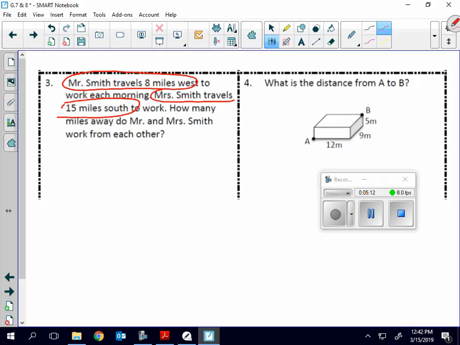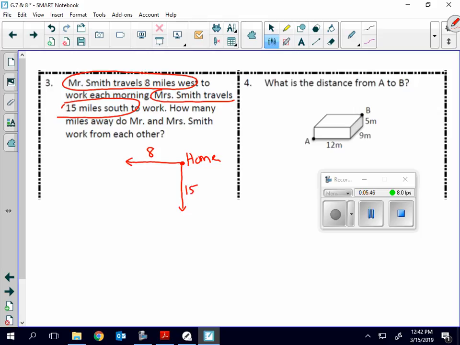So, if we start at a point, we need to go west and south, so maybe I'll start up here. Call this home. You draw this with me. From home, Mr. Smith is going west. That's this direction, right? He goes west 8 miles. Mrs. Smith also starts at home, but goes 15 miles south. I don't need to write that. You always know that's south. So she's going this way, and that's 15 miles.